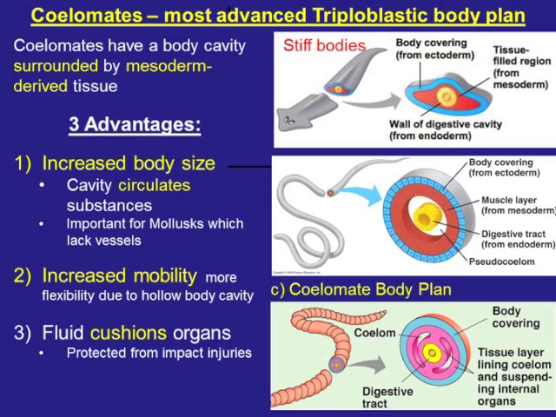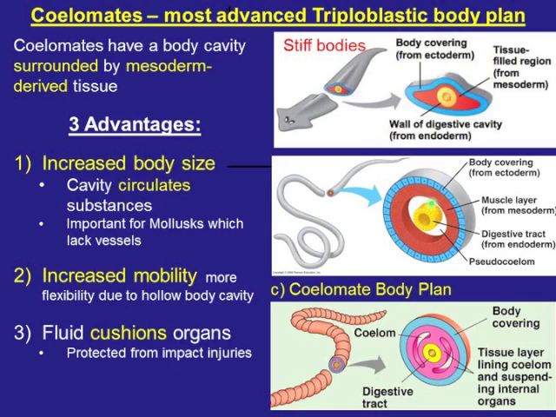Taking a look at our diagrams, we can see at the top right, we have our flatworm that has a stiff body. It has a body covering from the ectoderm. We have a tissue-filled region from the mesoderm, and then a wall of the digestive cavity from the endoderm. In our middle diagram, we can see a body covering from the ectoderm, a muscle layer, and then the digestive tract, and we have surrounding it a pseudocoelom, which is not a true cavity.